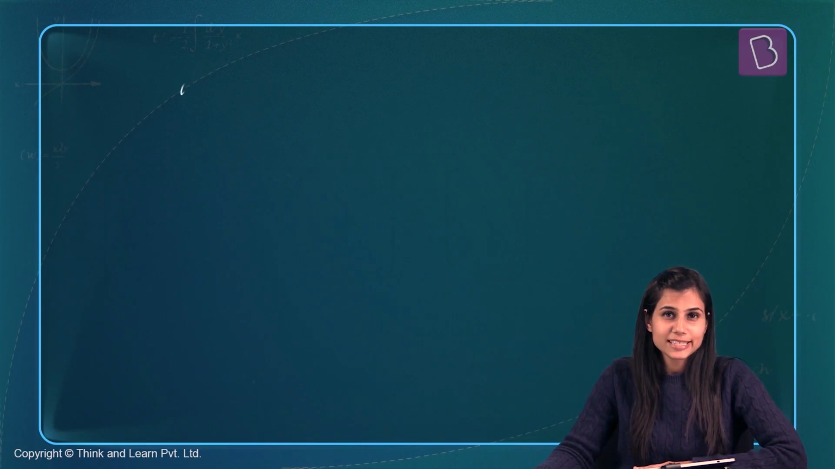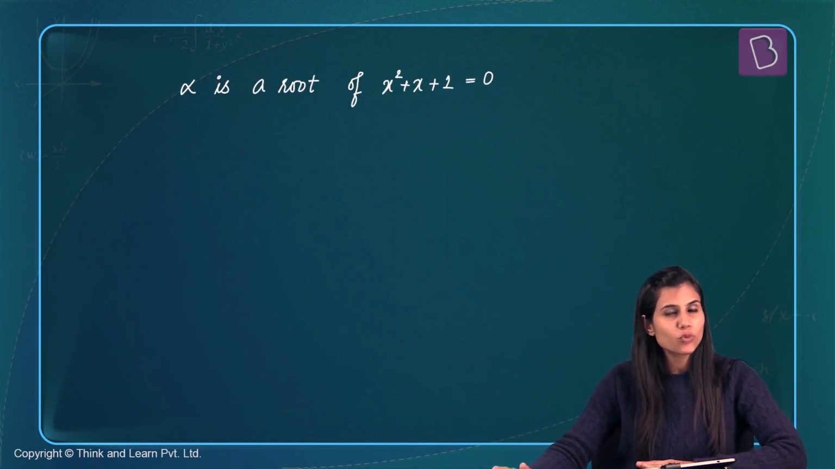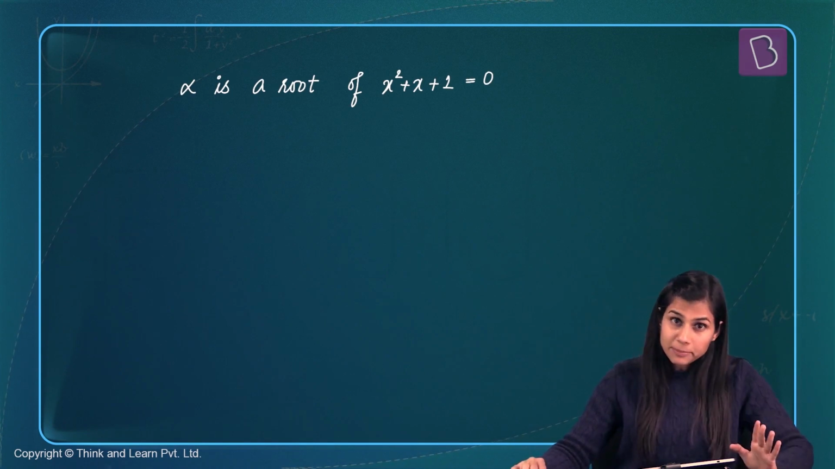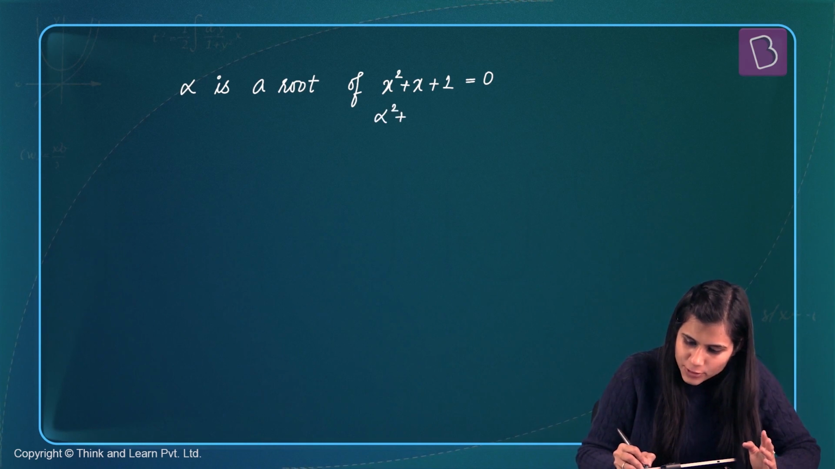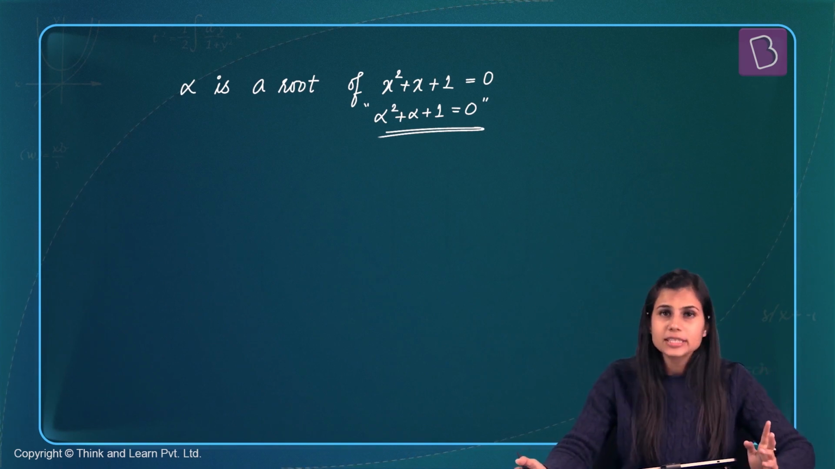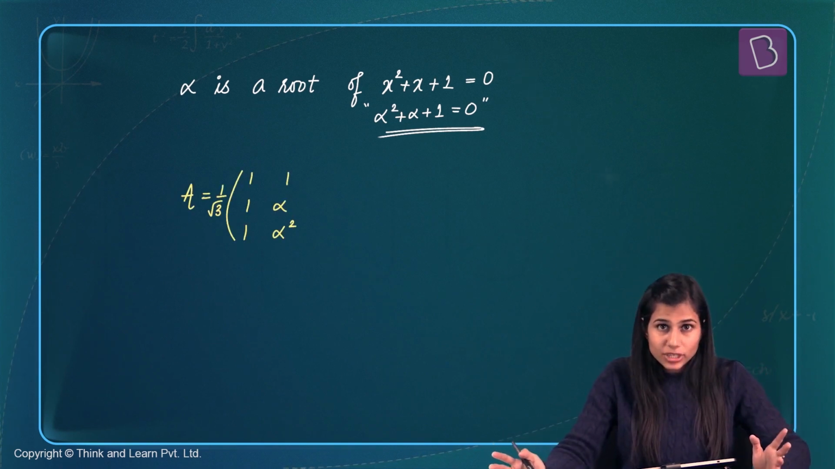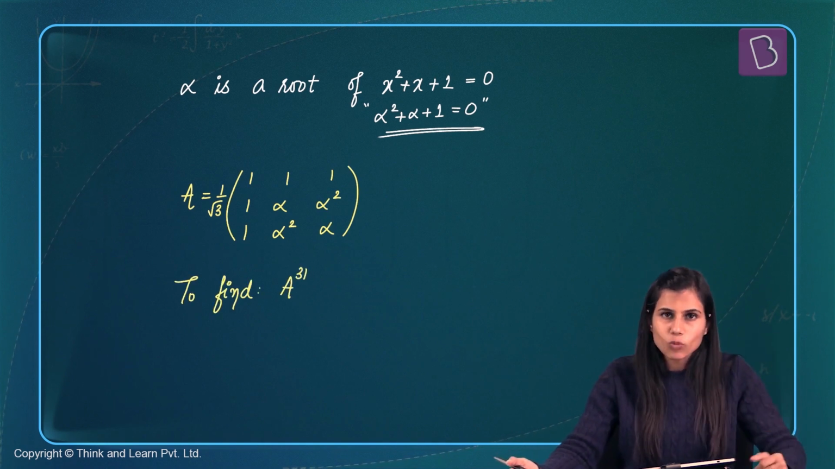Okay, so this question says that alpha is a root of the quadratic equation x squared + x + 1 = 0. That obviously means the information given to you indirectly is that alpha squared + alpha + 1 is always going to be 0. Along with this, the question gives you the matrix A and asks you to find what A to the power 31 is going to be.